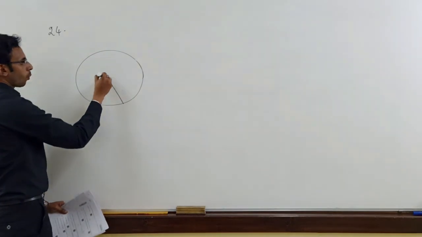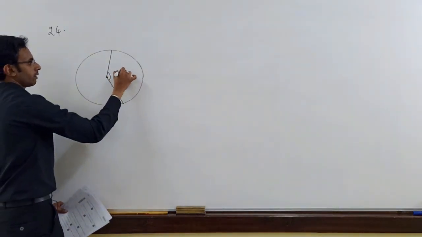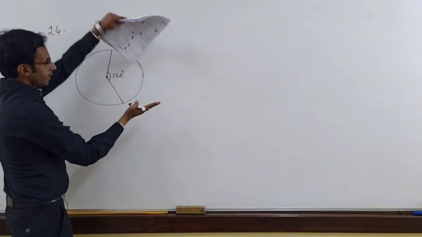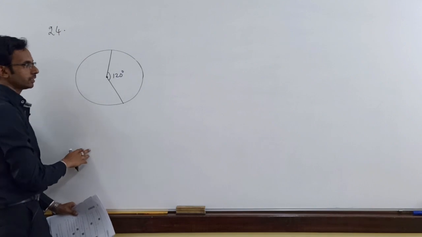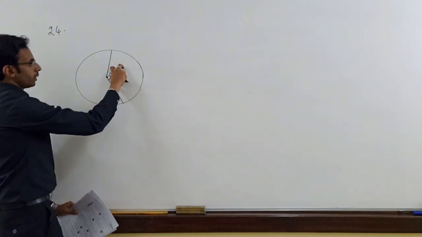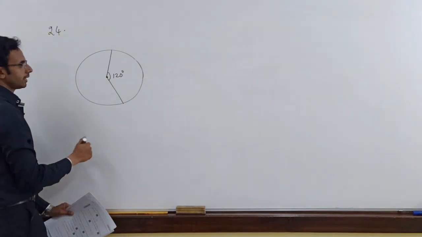Then, measuring 120 degrees, you have to draw another radius. Why 120 degrees? I have already told you, because they are asking to construct 2 tangents such that they are inclined with each other at an angle of 60 degrees. So the angle between the radii has to be supplementary to the angle between the tangents.